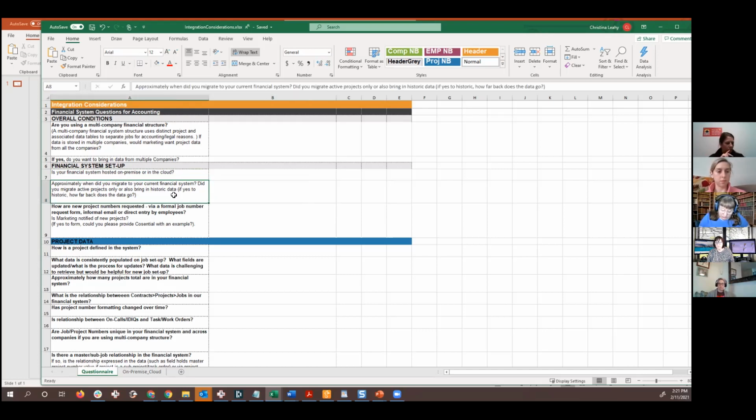We ask when people migrated to their current financial system. Part of this is a fact-finding mission so that when you're talking to your colleagues, you understand what's available to you and how reliable it is for you. So how far back does this data go, right? It's also helpful for them to understand why we need it. This is part of a conversation. A lot of times finance is like, well, you only need the last 5 years. Au contraire. As a marketer, we always say we ask for everything, and there's a couple of reasons why.